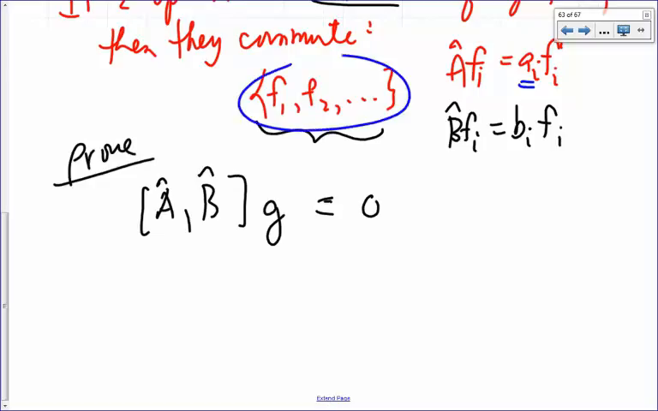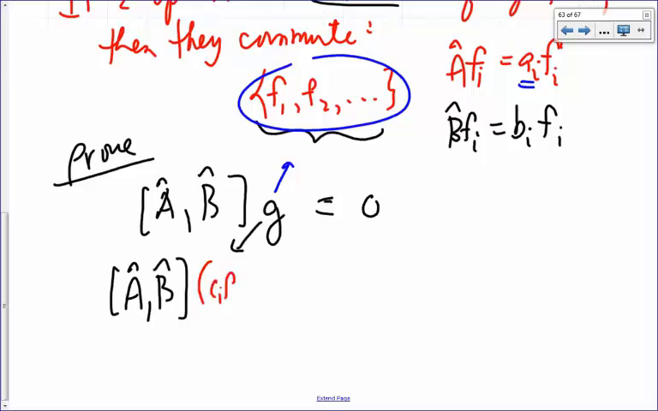So we can expand G in terms of F sub I. So we can say A hat, B hat, and instead of G, I'm going to replace that by C1 F1 plus C2 F2 plus C3 F3 and so on. Remember, we postulated the eigenfunctions of a Hermitian operator form a complete set, right? So that's going to be equal to 0.